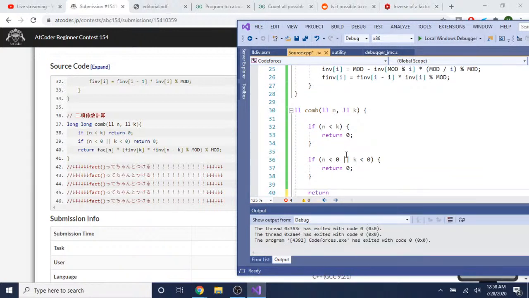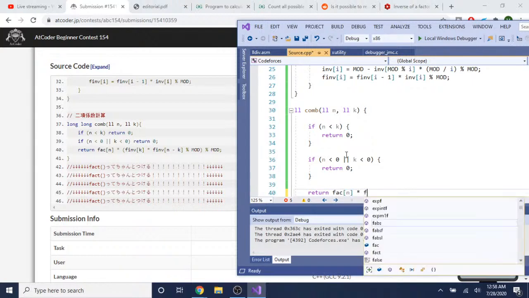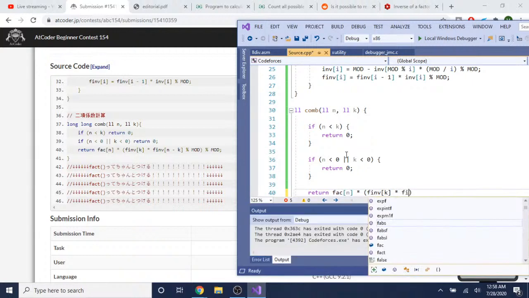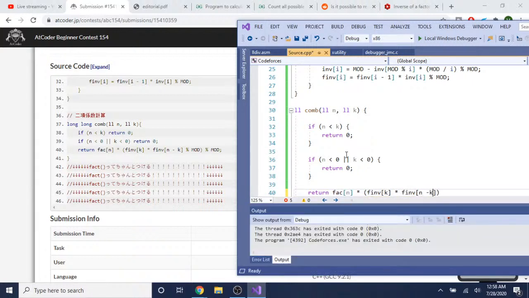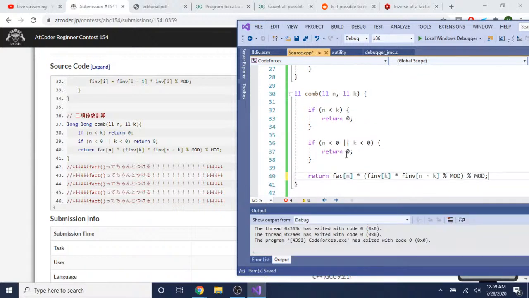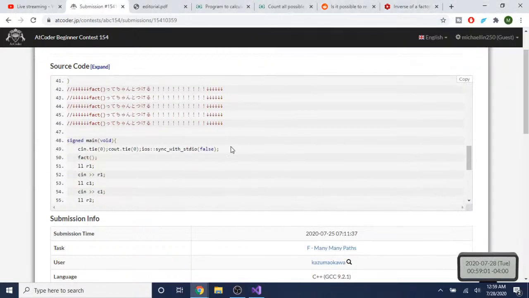Because this I don't understand. Factorial of n, times factorial inverse of k, multiplied by factorial inverse of n minus k, mod by mod, mod by mod. I don't understand this. I don't understand this. And this, what does this even mean?